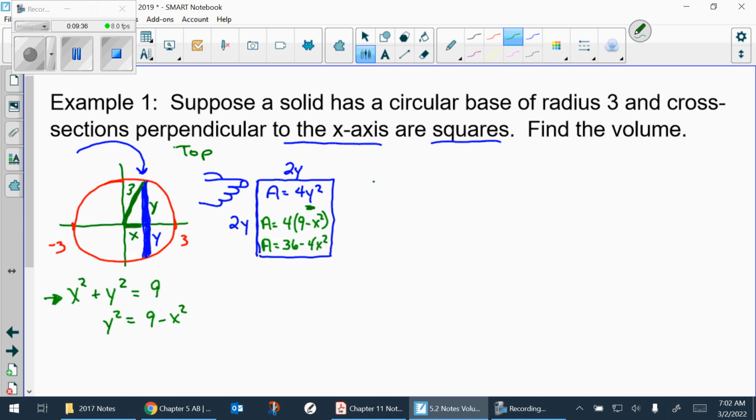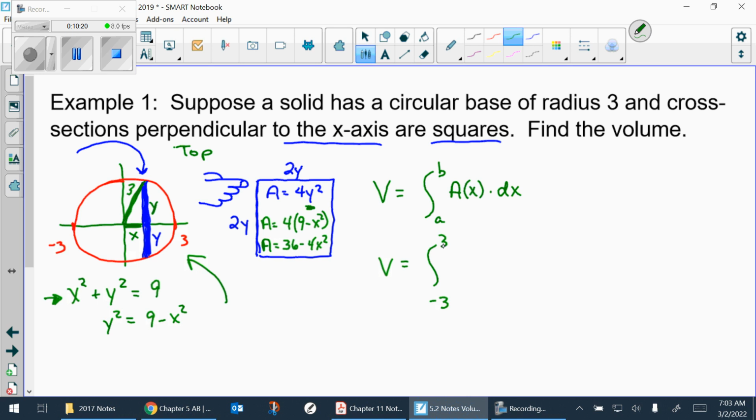And I know volume is equal to the integral from a to b of the area, in this case in terms of x's, times the thickness of each slice. So in our case, the volume is equal to, well, where does this figure begin? Where is the beginning of the x's? I think we'd agree that that begins at -3 and goes all the way to +3.